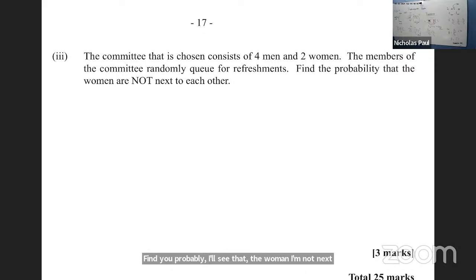So what's the easier thing to do? Find the probability when they're next to each other. That's the easier thing to do. So you've got to work it out. You've got to individually pick out each one, right?